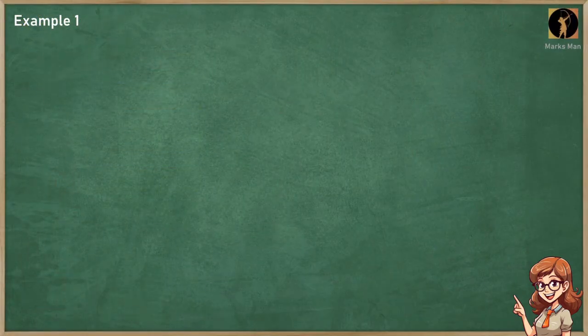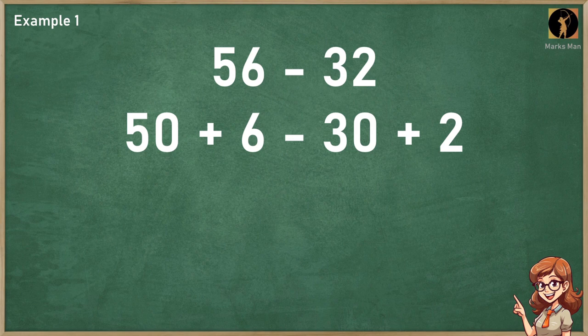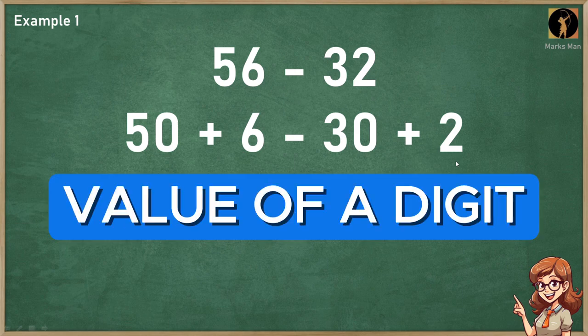First example, what is 56 minus 32? So, you need to break these numbers into each digit value. In number 56, the value of 5 is 50 and the value of 6 is 6. In number 32, the value of 3 is 30 and the value of 2 is 2. By the way, if you don't have any idea about a value of a digit, I created a video about that. You can click the video link on the description below.